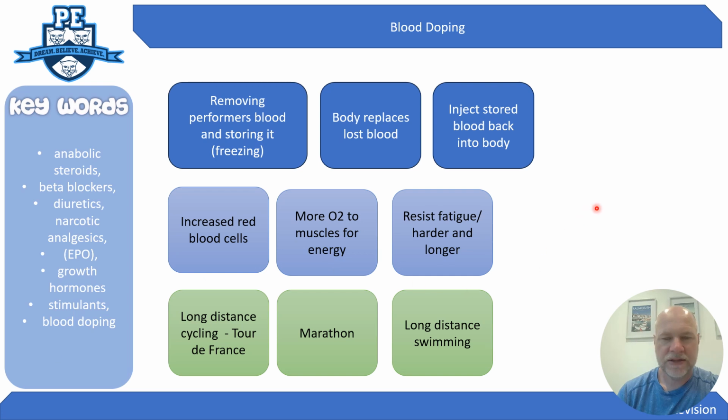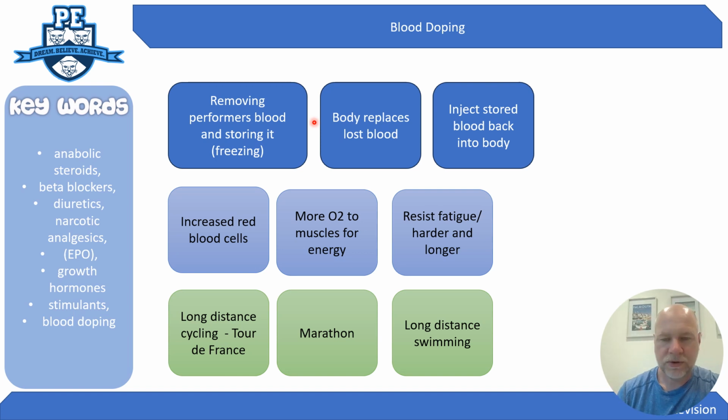And finally, we get to blood doping. Blood doping is the process of removing the blood from an athlete. So an athlete will use a syringe and take the blood out of themselves. They will then freeze that and store it. In the period between competition and the point they've taken their blood out, their body replaces the lost blood. So their red blood cells go back up to whatever the resting levels are.